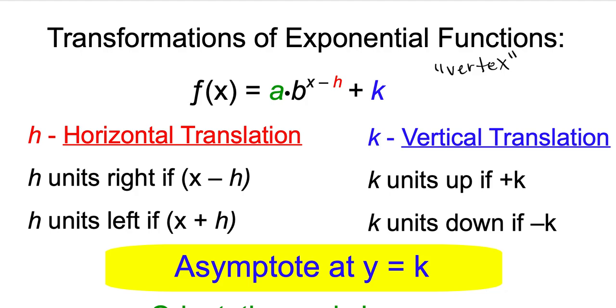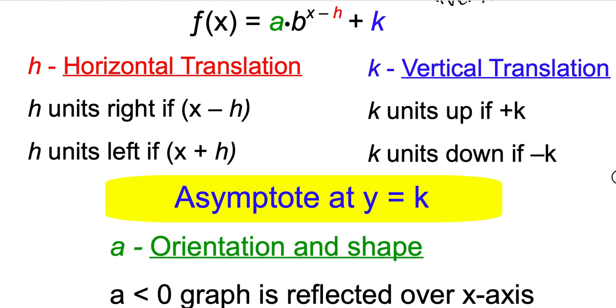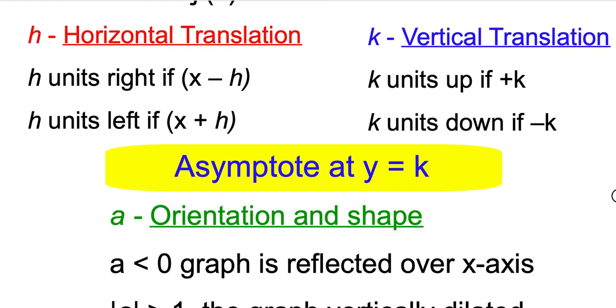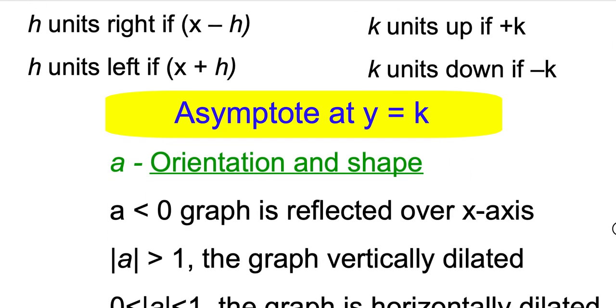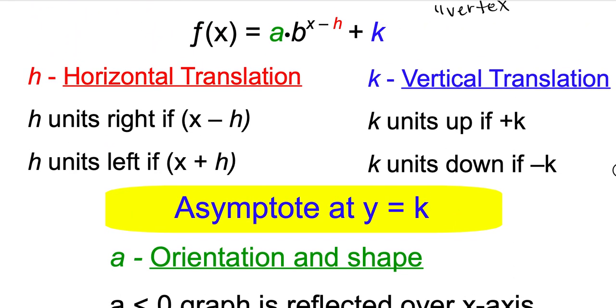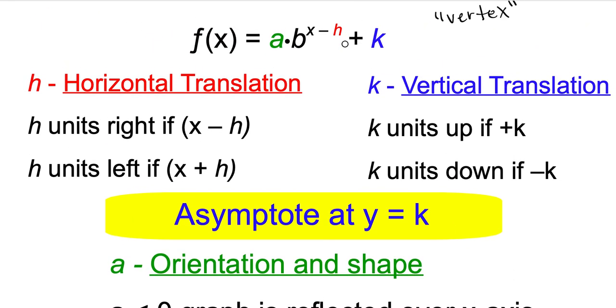Okay, so this is all the stuff that goes with those. A is your orientation and shape, so that controls reflection and if it's stretched or compressed. Okay, and then I have here asymptote at y equals k, so that means whatever the back number is here, that's going to tell us what our asymptote is and what our graph will approach. Okay, so let's check these out.